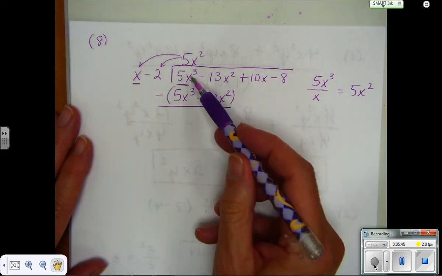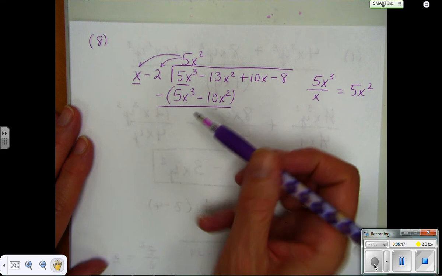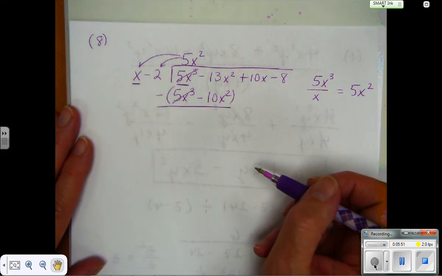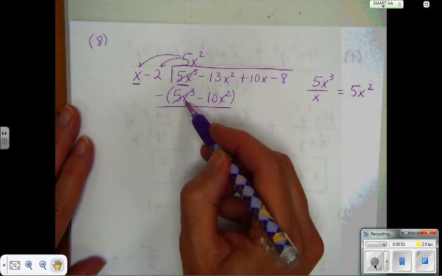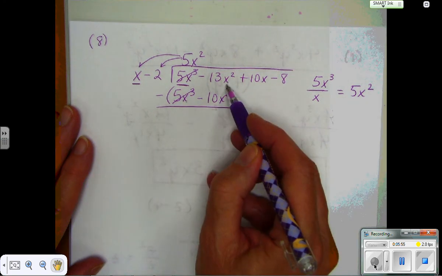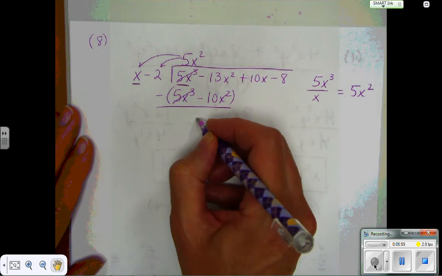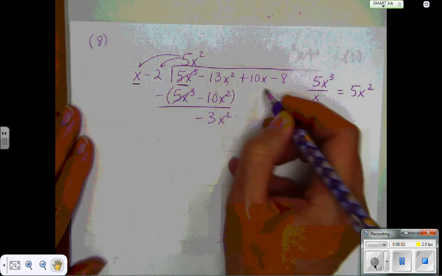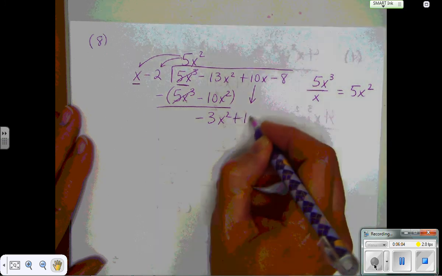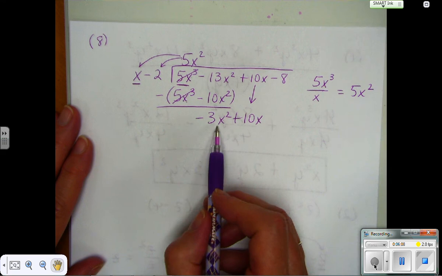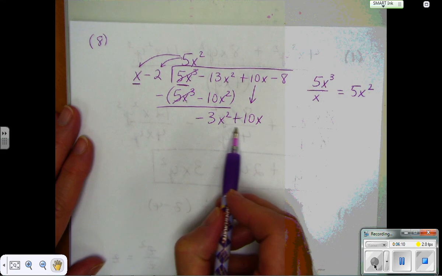So your first term should always add to be a 0. If that doesn't add out, then something's wrong. You need to look at it again. But this should always be a 0. Then negative 13x squared minus a negative 10x squared is going to be negative 3x squared, and bring down the next term. So if I have a binomial outside that I'm dividing by, then I should have a binomial that I'm going to divide into.